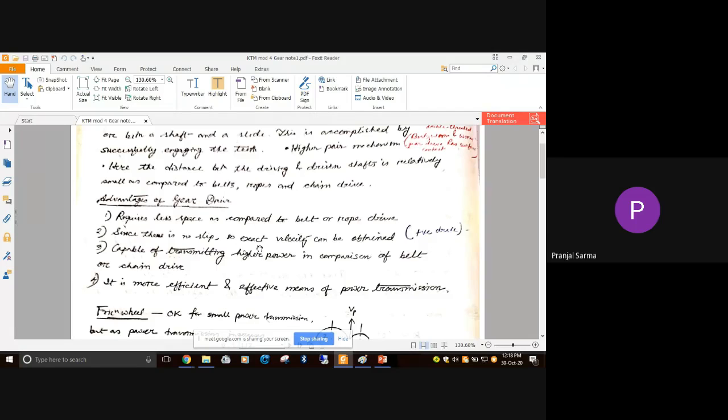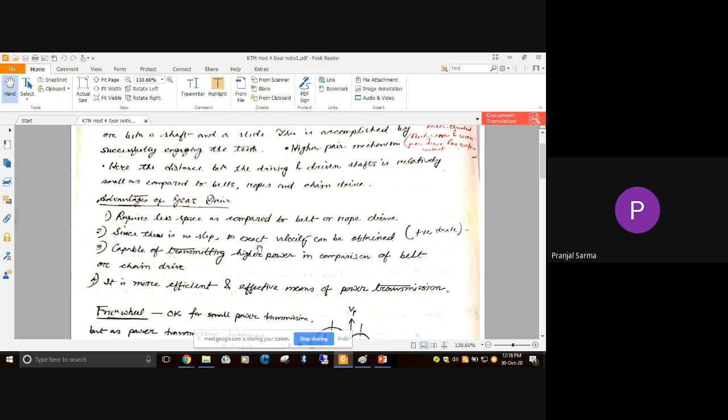And later on you'll see that by properly combining those gears, the words that we use for the combination or connection of gears are meshing or mating of gears, okay. So you have to use those words, okay. So in this particular case it requires less space as compared to belt and rope drive. The central distance between them is also less, as well as the compactness is there.